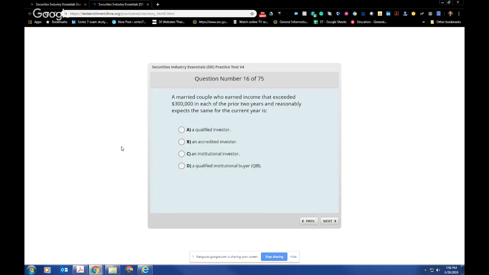An institutional investor? No, institutions are not breathing, living human beings. That's like broker dealers, hedge funds, mutual funds, stuff like that. And a QIB, that's for 144A. QIBs are qualified institutional buyers, which are institutions, not individuals, that manage at least 100 million. So Bill Gates is not a QIB. The Bill and Melinda Gates Foundation is, because they manage billions, but the actual individuals are not. So here the answer for accredited investor would be B. Remember, 1, 2, 3 accredited: 1 million, 200, 300 accredited.